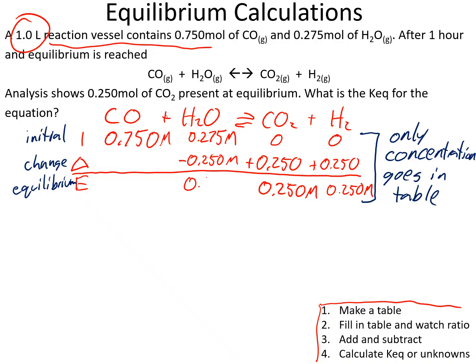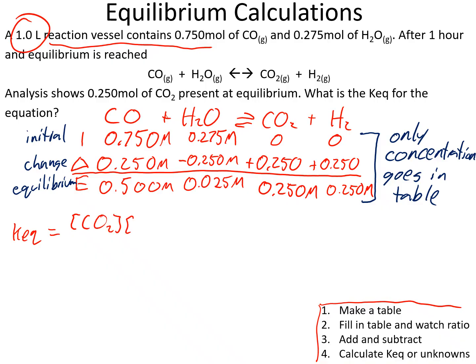And I subtract these things. This decreased by 0.25 as well. Okay, now that we have that, we can come up with our KEQ expression. So KEQ is going to be our concentration of CO2 times our concentration of H2, divided by our concentration of CO and H2O.